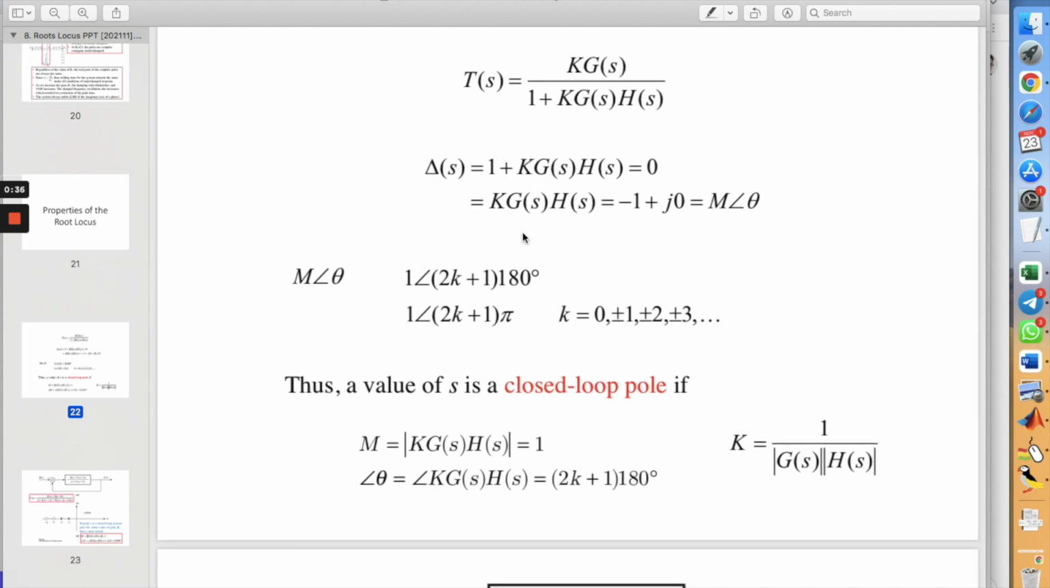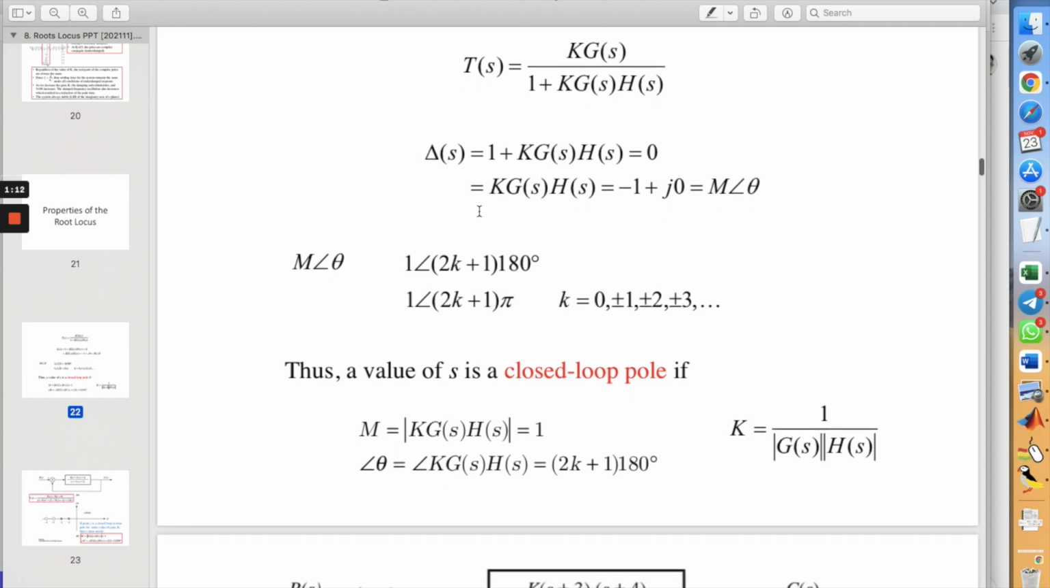This denominator equals 0, we call it the characteristic equation. And we can represent this 1 plus KGH equals 0. So we take the 1 to the other side, where we have KGH equals negative 1 plus j0, equals M with angle theta. So actually we can represent KGH as a complex number, in Cartesian form, and in polar form, where we have magnitude and angle.